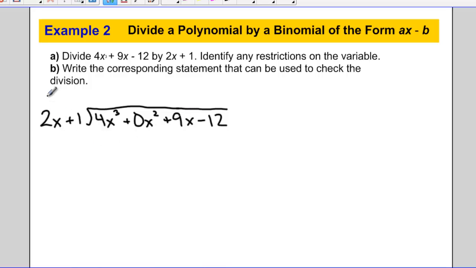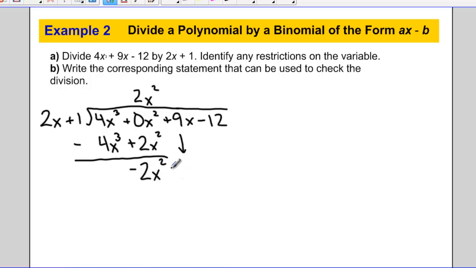Then we follow the same pattern. What do I multiply 2x by to get 4x cubed? I can multiply it by 2x squared. 2x squared times 2x, 4x cubed. That's 2x squared. I subtract. I end up with negative 2x squared. Bring down the 9x.